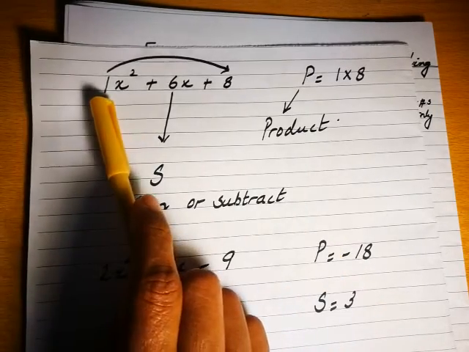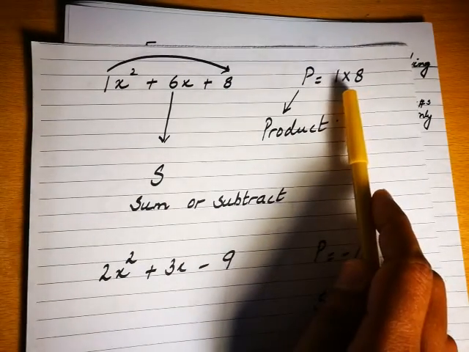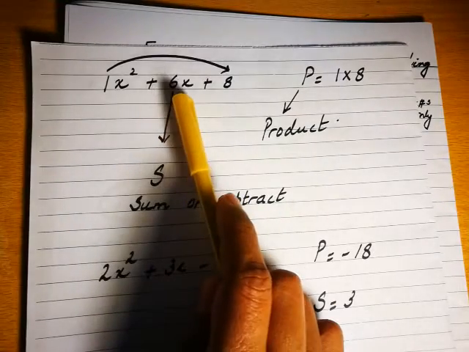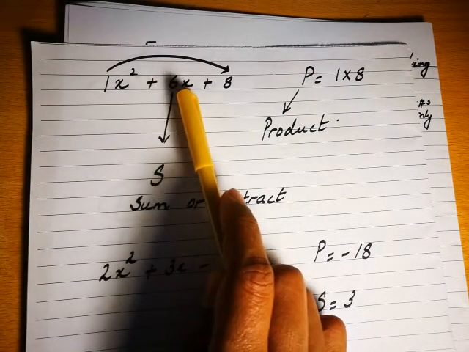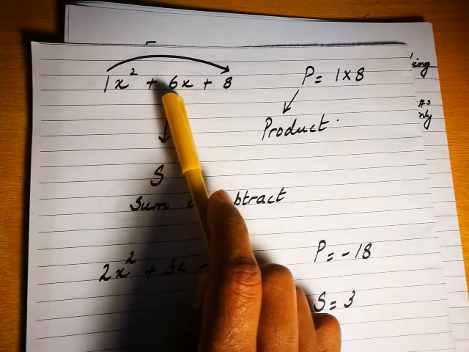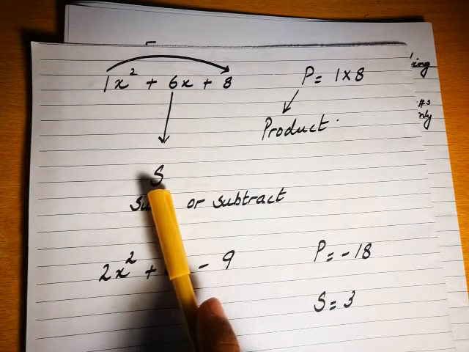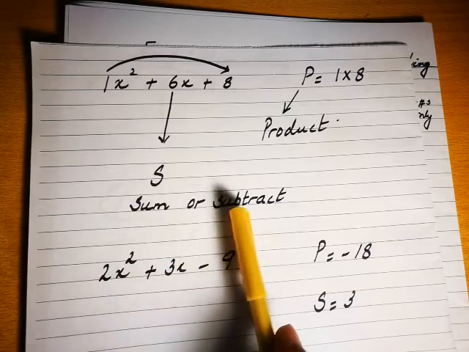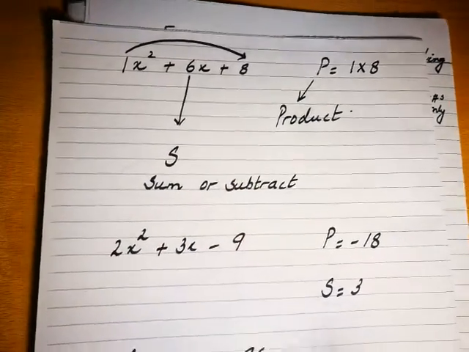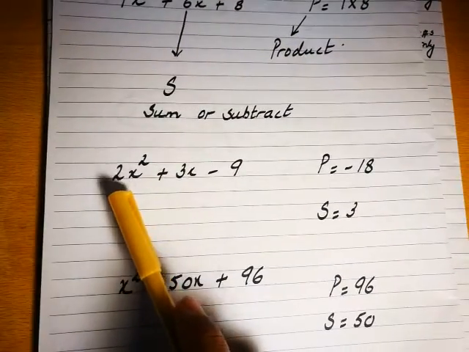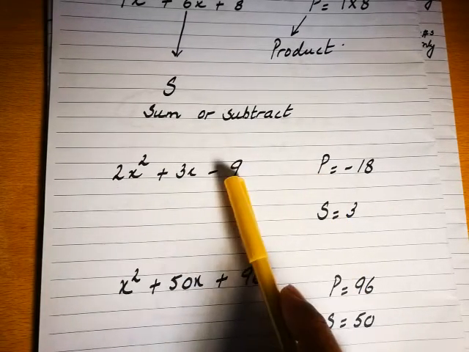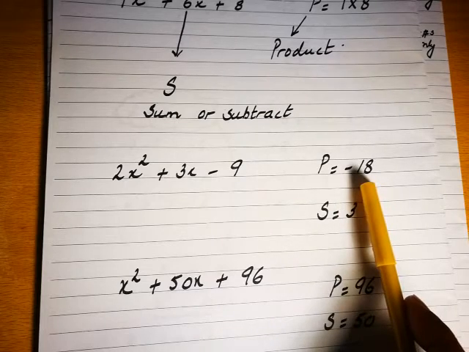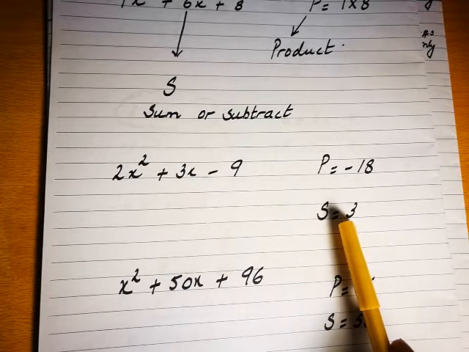If I'm going to multiply 1 and 8, I'm going to get P, and the coefficient of x, left side value from x with its sign, is called S. S stands for sum or subtract. So first of all, see, if I'm giving you 2x square plus 3x minus 9, P will be 2 times minus 9, that is minus 18, and S will be positive 3.